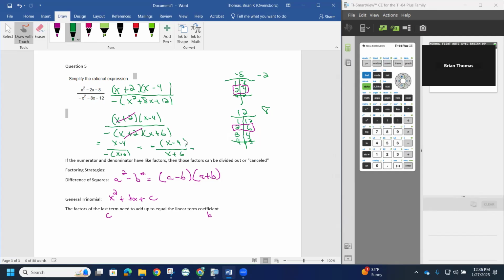And if you want, you could bring the negative through the top if you want. So you could also write that as negative x plus 4 over x plus 6. I usually like to just keep the negative out in front like that. This would be the one I would prefer. So see where that takes you in your assignment there, question 5.